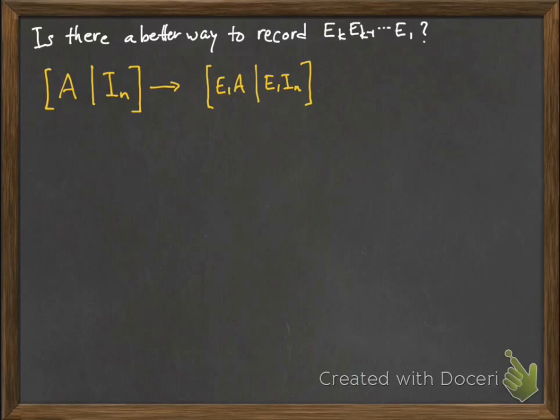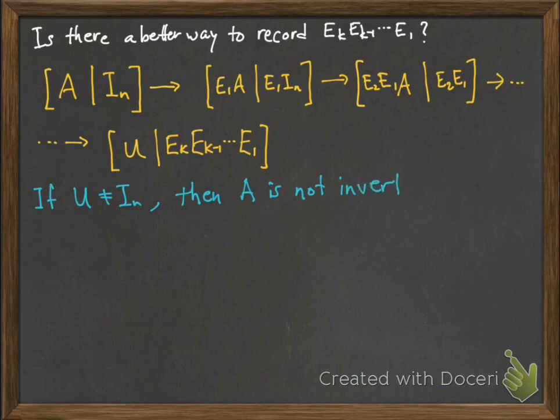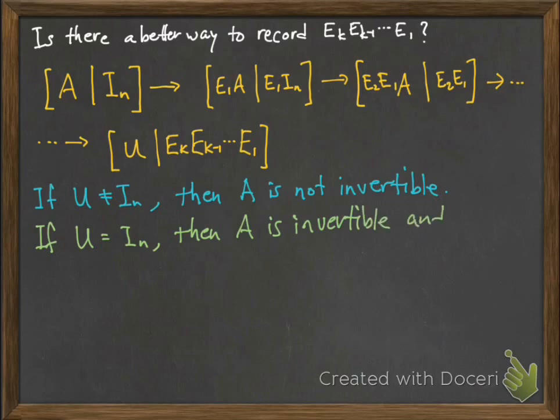Right? And so after one stage, I get E1 times A and E1 times the identity. But E1 times the identity is just E1. And then I repeat. With the second operation, I multiply by an E2, and the third by an E3, and so on. And eventually, I'll get to U, and then EK times EK minus 1 down to E1. So if U is not the identity matrix, then A is not invertible. If U is the identity matrix, then A is invertible, and A inverse is just the matrix that you have on the other side.